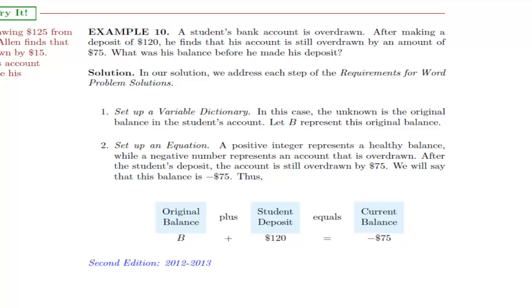1. Set up a variable dictionary. In this case, the unknown is the original balance in the student's account. Let B represent this original balance. 2. Set up an equation. A positive integer represents a healthy balance, while a negative number represents an account that is overdrawn. After the student's deposit, the account is still overdrawn by $75. We will say that this balance is negative $75. Thus, the original balance B plus the student's deposit of $120 equals the current balance of negative $75.